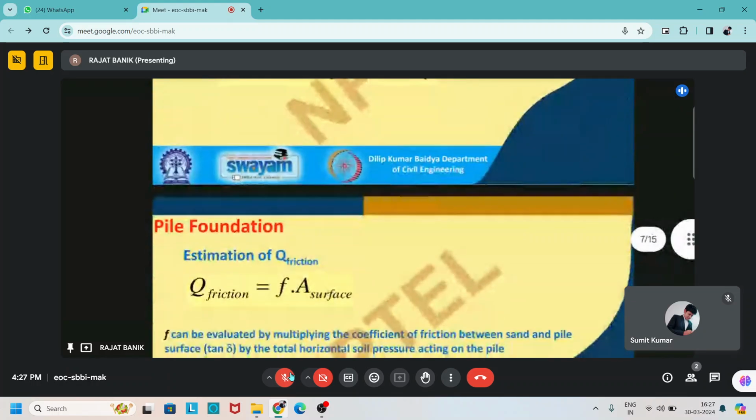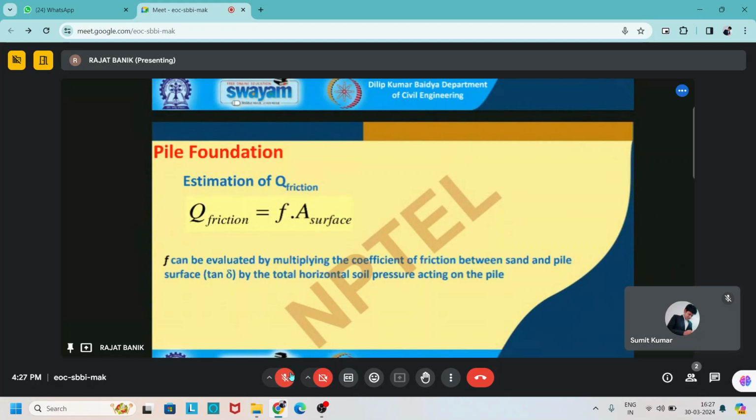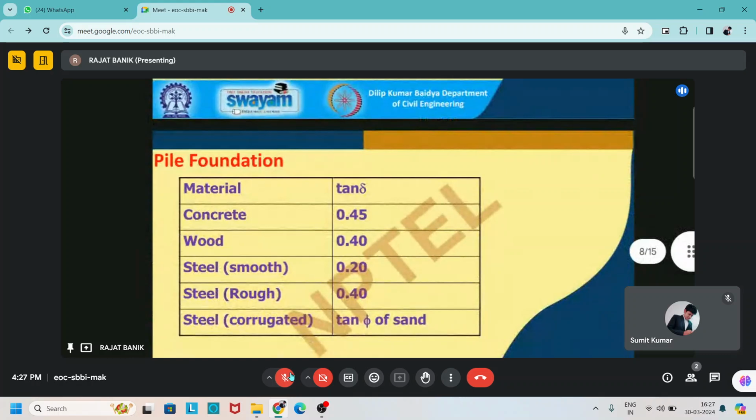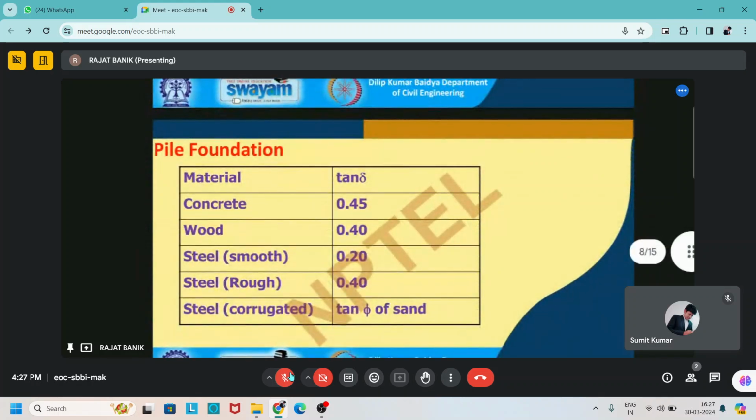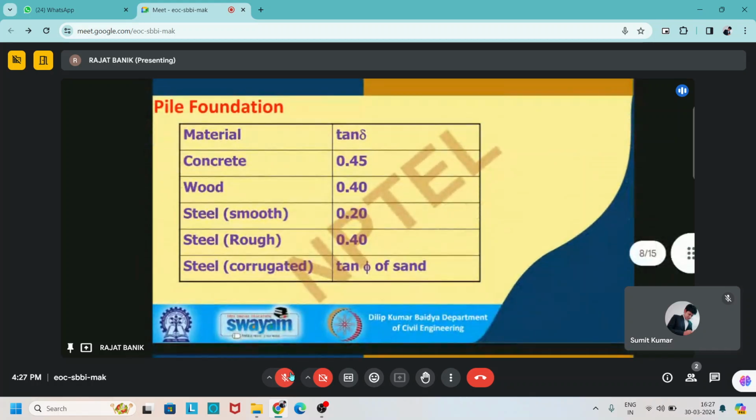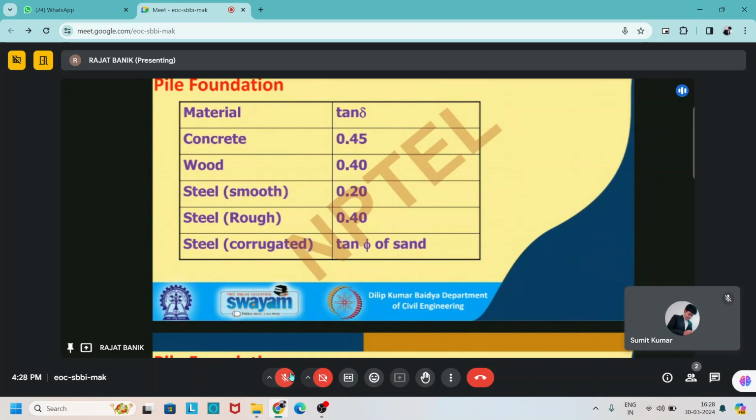So the friction capacity is F into the surface area, where F can be evaluated by multiplying the coefficient of friction between sand and pile surface, that is tan delta, by the total horizontal soil pressure acting on the pile. Here we use the material tan delta: for concrete it is 0.45, if you use wood, then tan delta is 0.4, if you use steel, then tan delta is 0.20, and if you use corrugated steel, then tan delta is 0.5 for sand.